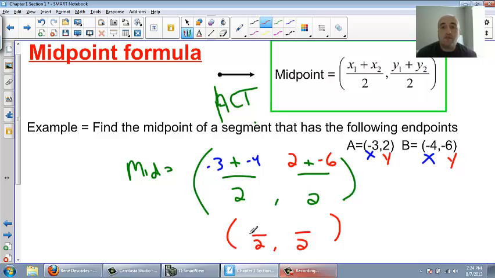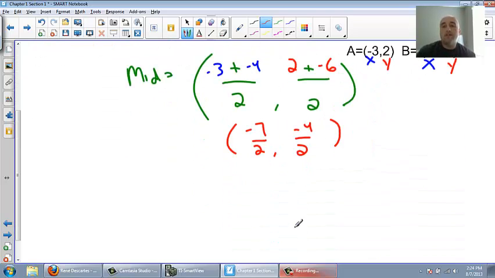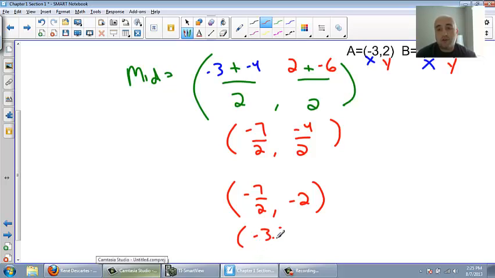-3 plus -4 is -7. And 2 plus -6 is -4. So -7 halves, -4 halves. We always have to reduce our fractions if we're able to do so. -7 over 2 cannot be reduced. -4 over 2 reduces to -2. Another way to think about this is -3.5, comma, -2.